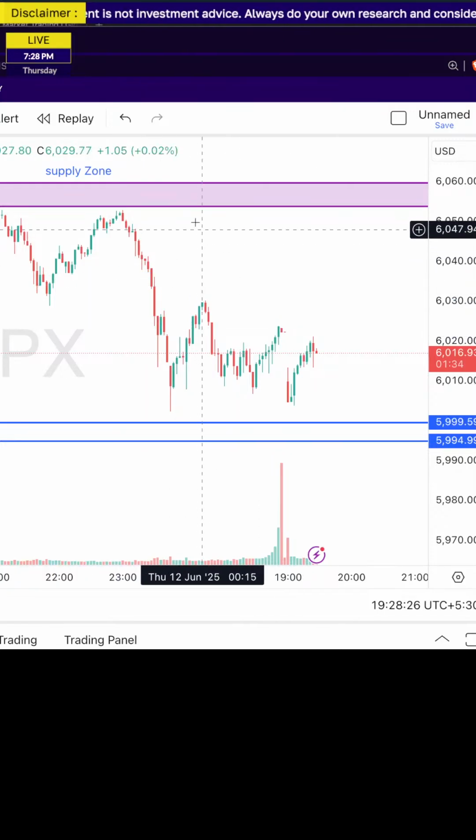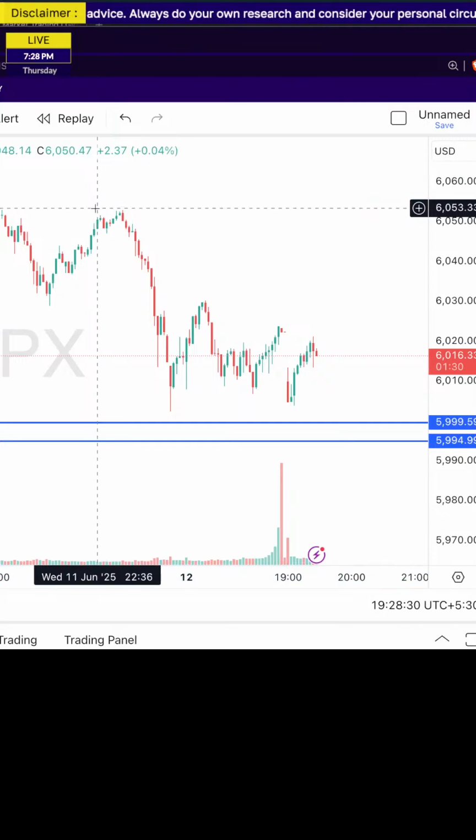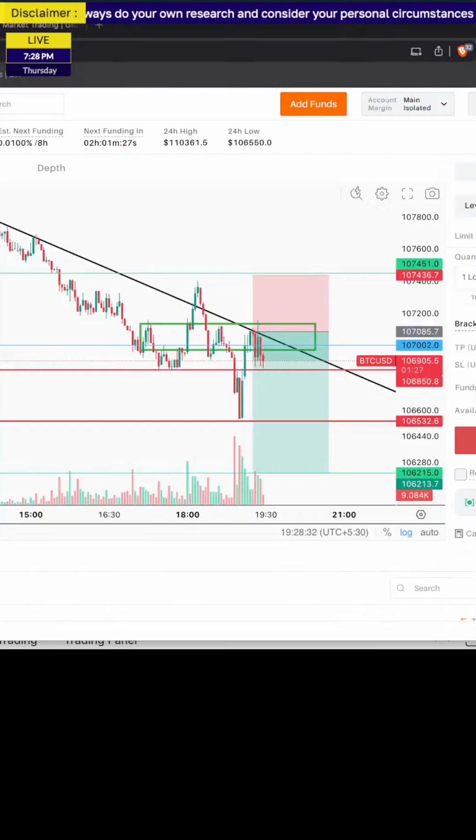Okay. Yesterday's demand and supply zone worked perfectly. This trade, whatever happens, let it happen. I'll go back, look at other indices, any other interesting setup if I want to share with you. Based on that, I will do that. Okay, stay tuned.